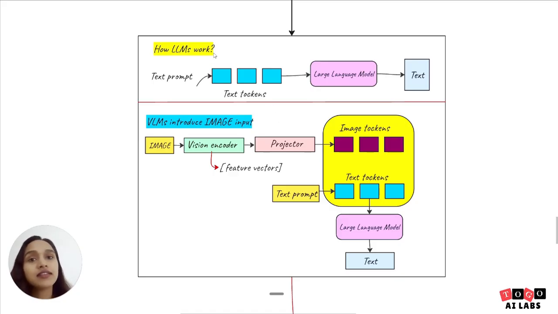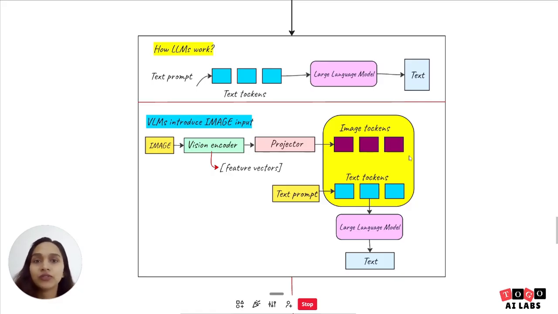But these feature vectors cannot be directly fed into the LLM. So we need an additional stage here. And this additional stage is the projector. The projector maps continuous image embeddings into tokens, giving us image tokens. And these image tokens align with the text tokens used by the large language model. Now, at this stage, we have the image tokens and the text tokens, and both exist in the same latent space.